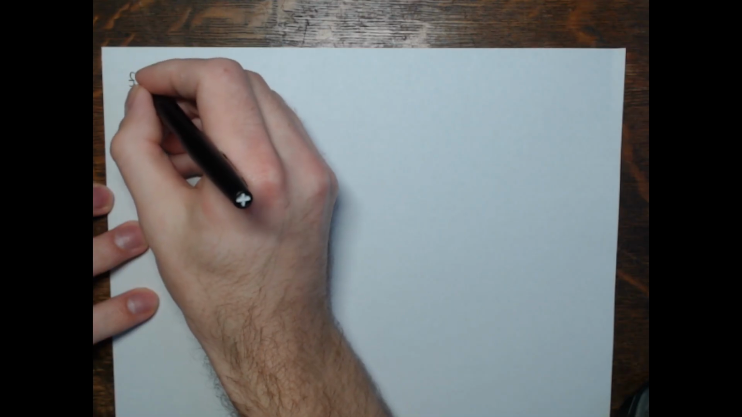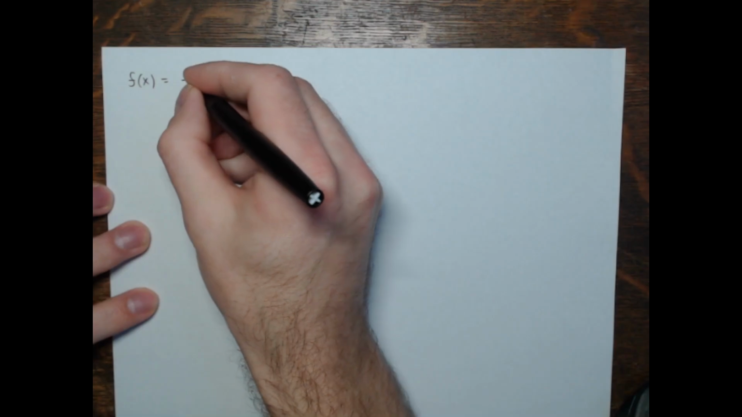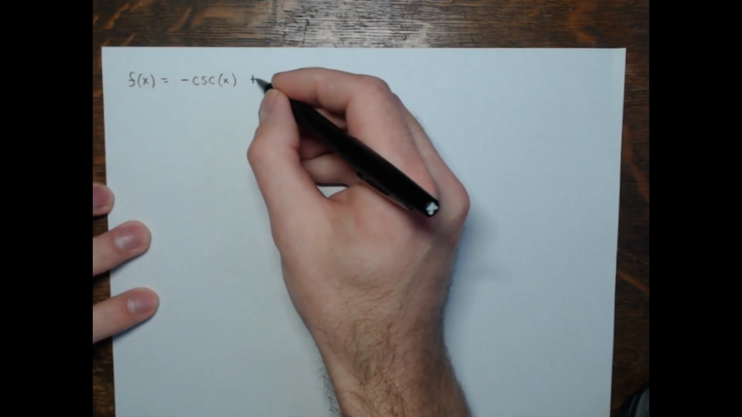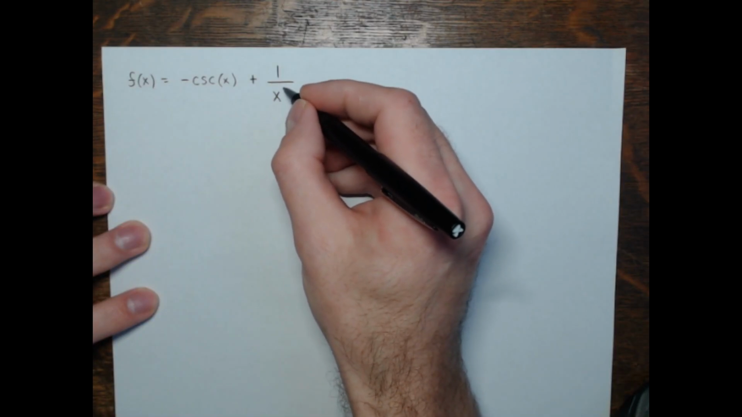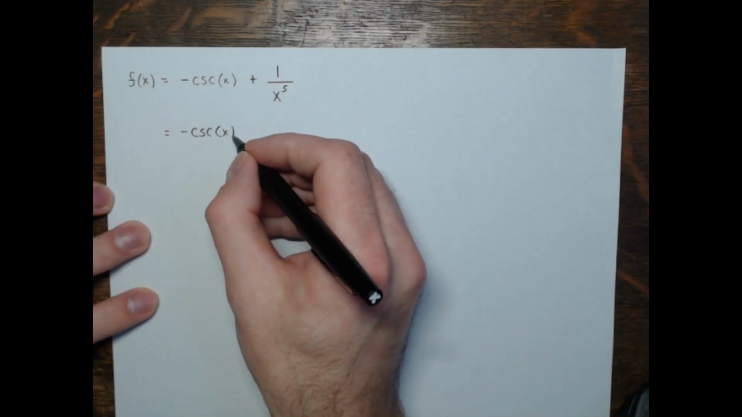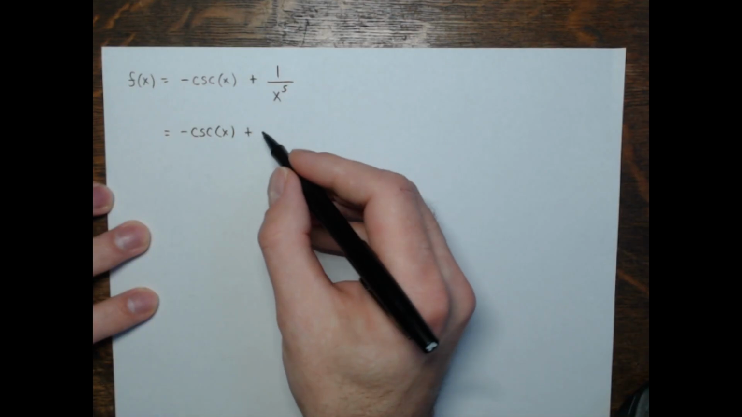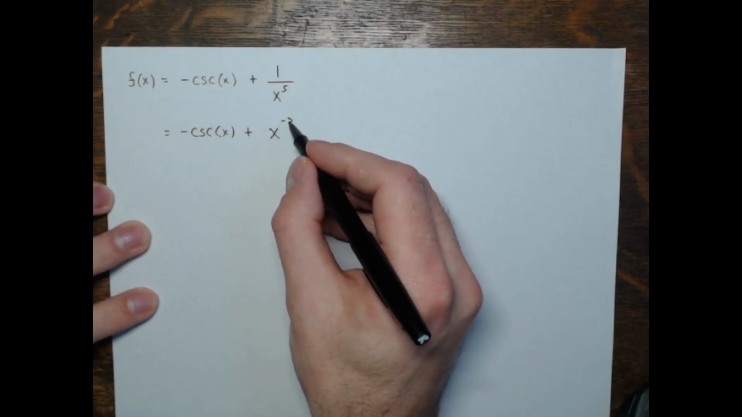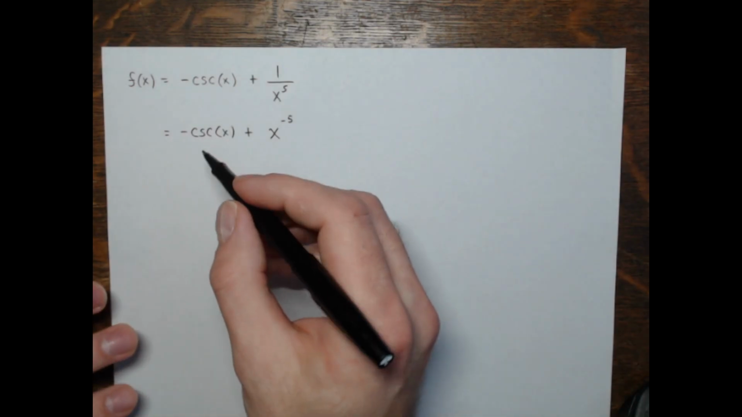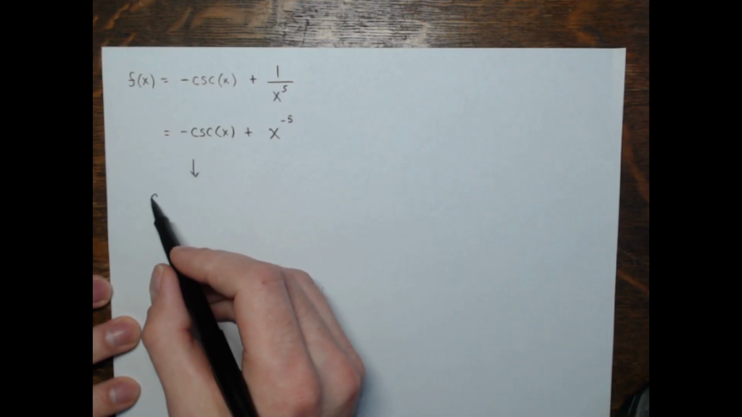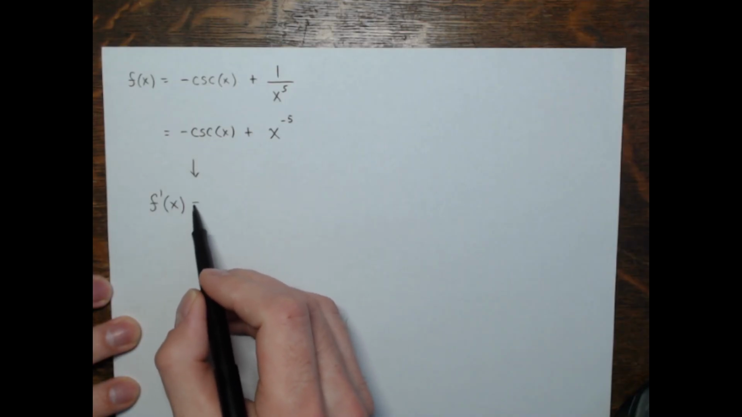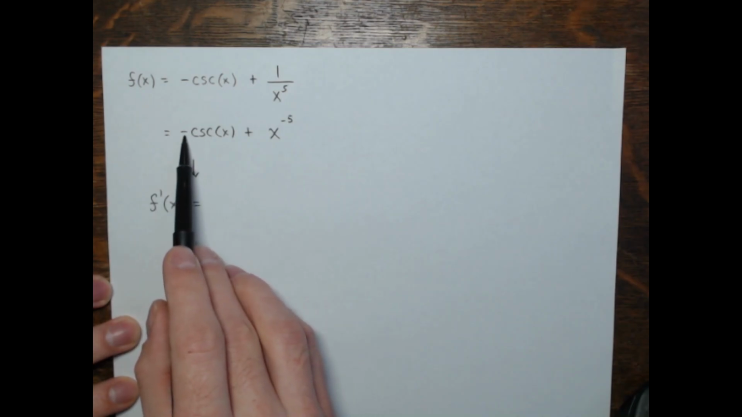All right, so we have f of x equals negative cosecant of x plus 1 over x to the 5th. So remember, I'm going to rewrite this as negative cosecant x plus, and then remember this 1 over x to the 5th is the same as x to the negative 5 power. Negative powers are just reciprocals of the positive ones. And now I'll find the derivative. Go term by term here. It's just a sum.